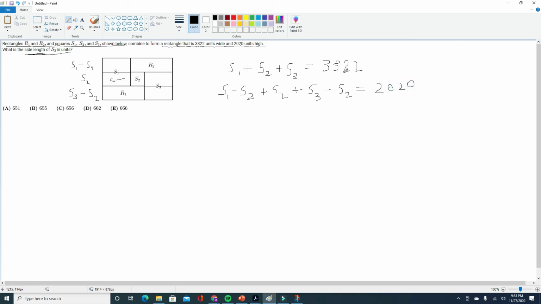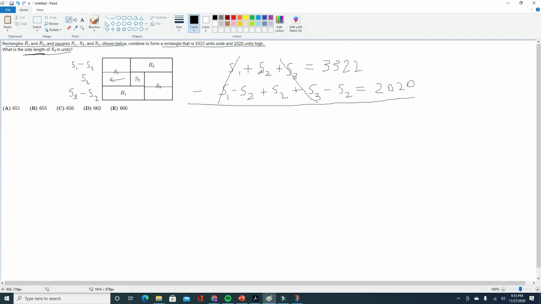So now we have a system of two equations, and we have three variables. Typically, when we have two equations and three variables, we won't be able to solve for the values of the variables. But in this case, we're dealing with something special. We see that in both equations, we have the same amount of S1s as S3s. We have one S1 and one S3 in the first equation, and one S1 and one S3 in the second equation. So we can actually cancel out all of the S1s and S3s by subtracting the second equation from the first equation. Doing that, the S1s cancel out and the S3s cancel out.